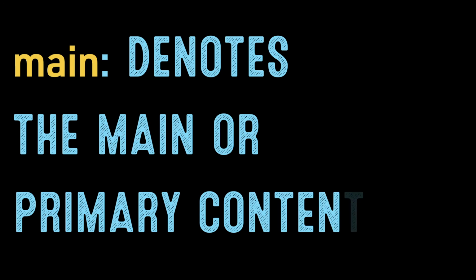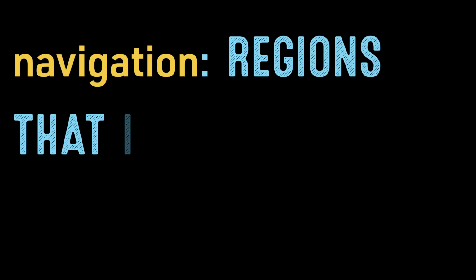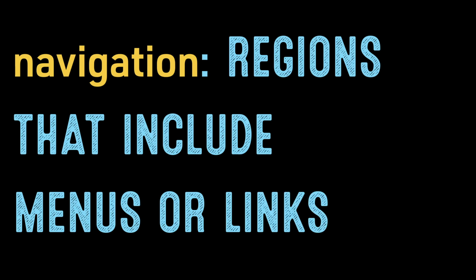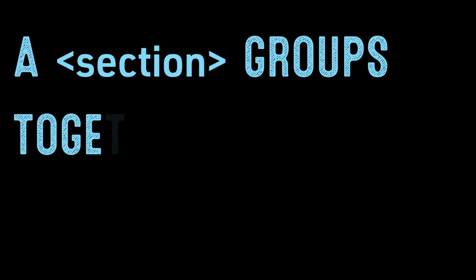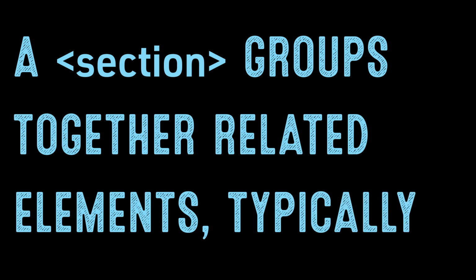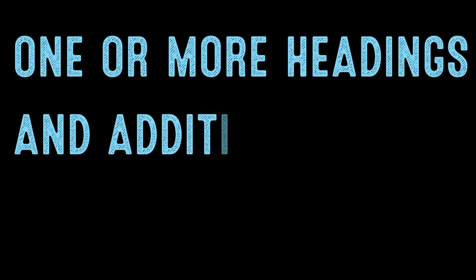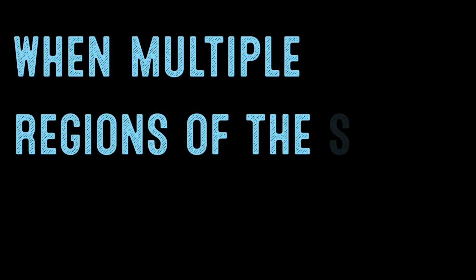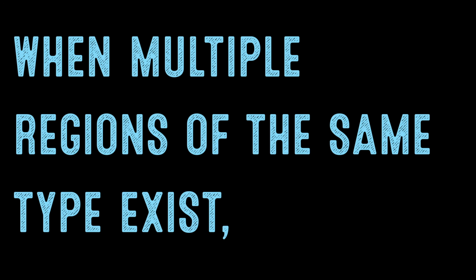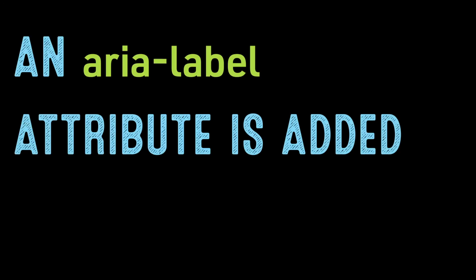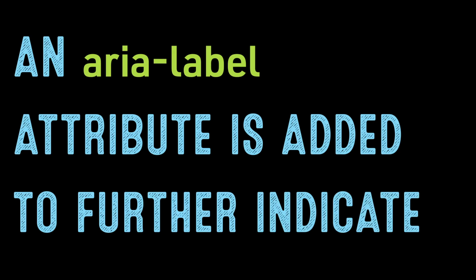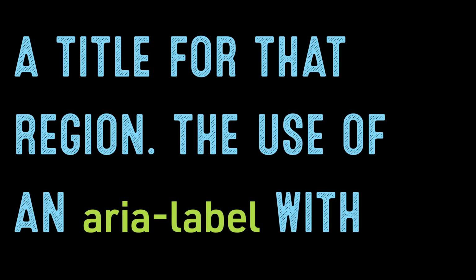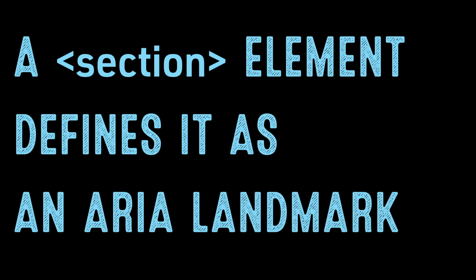Main, denotes the main or primary content. Navigation, regions that include menus or links. Section, groups together related elements, typically one or more headings, and additional related content. When multiple regions of the same type exist, an ARIA label attribute is added to further indicate a title for that region. The use of an ARIA label with a section element defines it as an ARIA landmark.